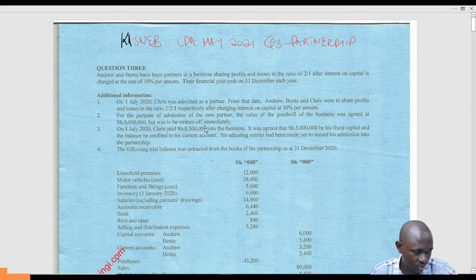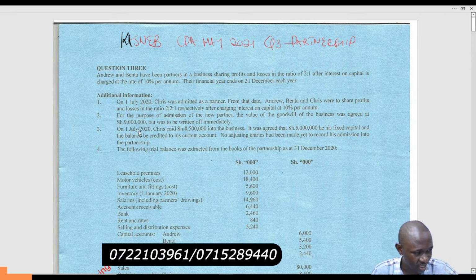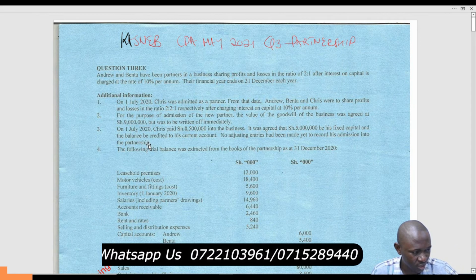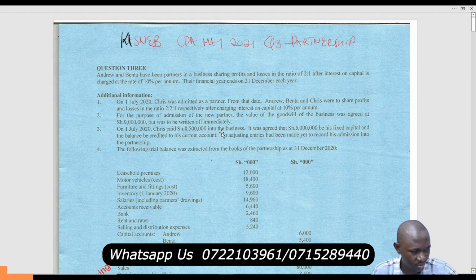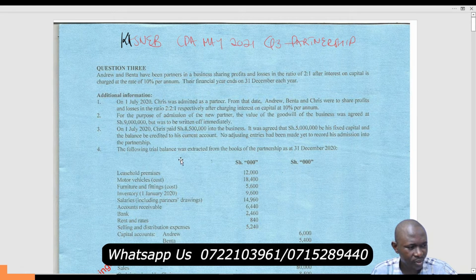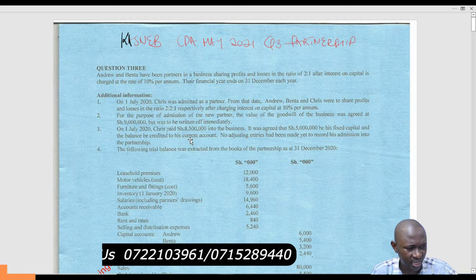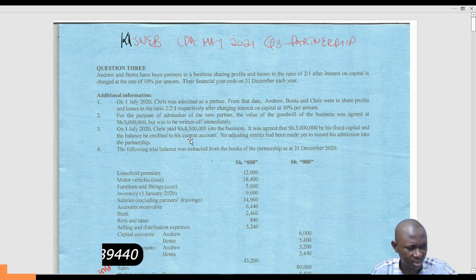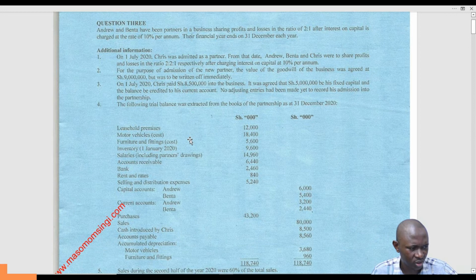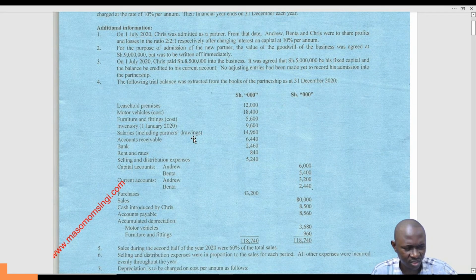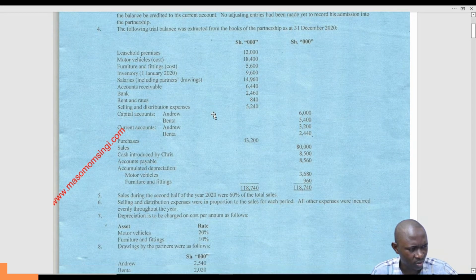So for the purpose of admission of the new partner, the value of the goodwill of the business was agreed at 9 million, but was to be written off immediately. On 1st July 2020, Chris paid 8.5 into the business. Chris is the new partner. It was agreed that 5 million be his fixed capital, and the balance be credited to his current account. No adjusting entries had been made yet to record his transaction into the partnership. The following trial balance was extracted from the books of the partnership as at 31st December 2020. So we have all that information.